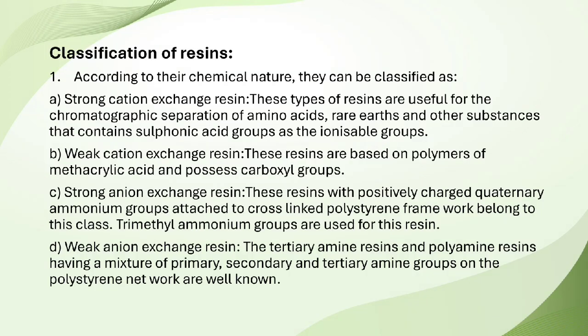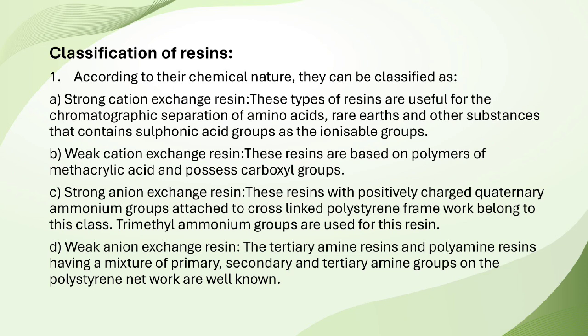Classification of resins. According to their chemical nature, they can be classified as strong cation exchange resin. These types of resins are useful for the chromatographic separation of amino acids, rare earths, and other substances, and contain sulfonic acid group as the ionizable group. Weak cation exchange resin: these resins are based on polymers of methacrylic acid and possess carboxyl group.